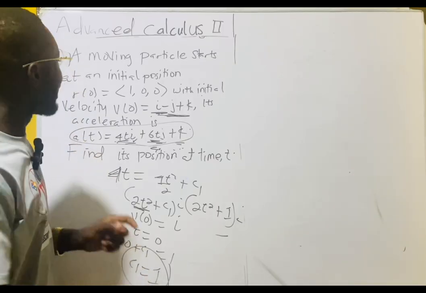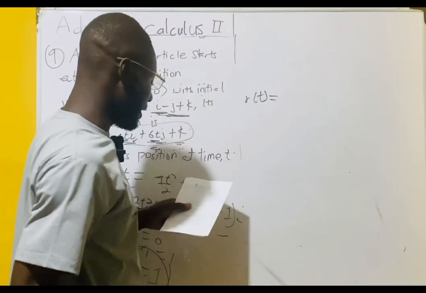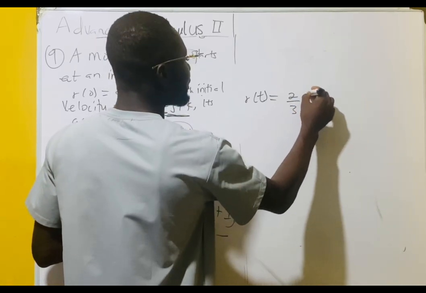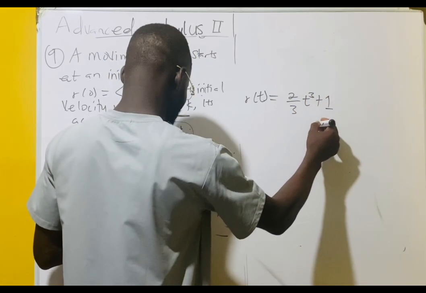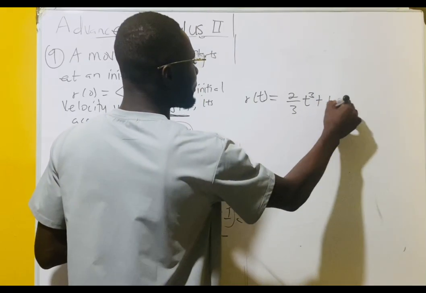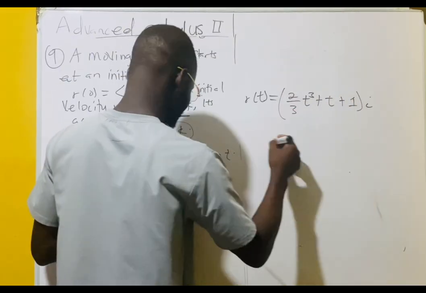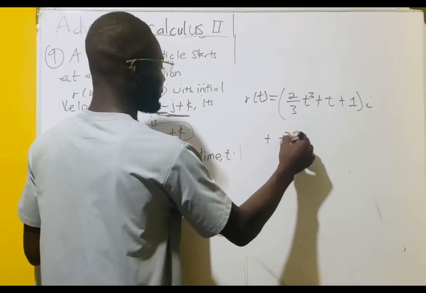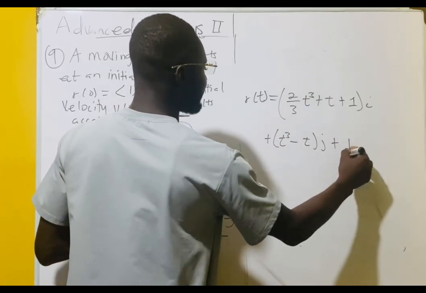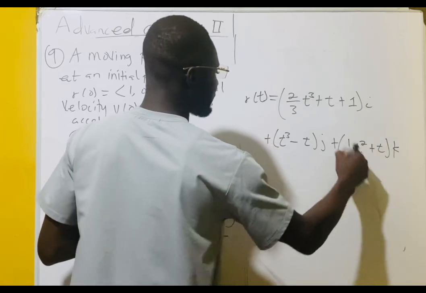So when you do it very well, you're going to have the position at time t to be equal to 2 over 3 t cubed plus t plus 1, or i, plus t cubed minus t, or j, plus half t squared plus t, or k.